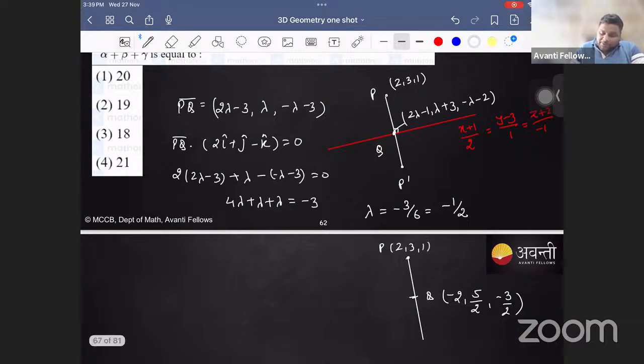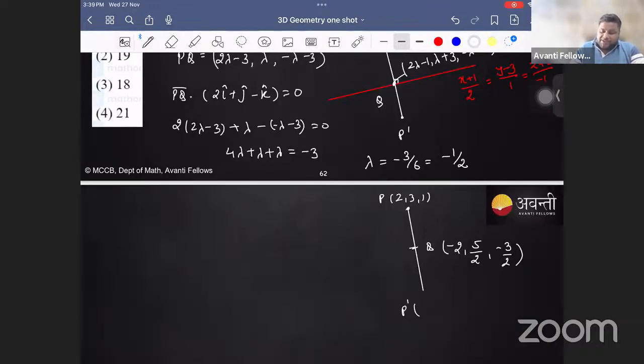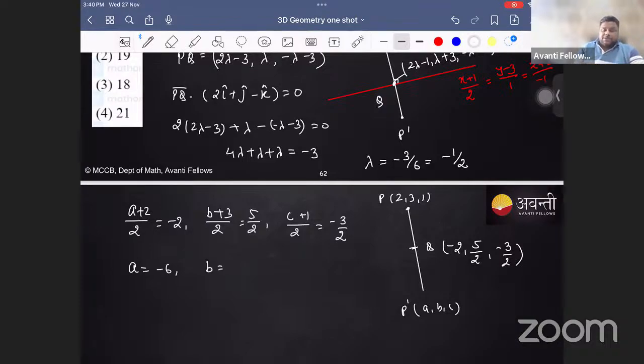So this image point P dash is going to be what? Say, if P dash is A, B, C, so the midpoint of P and P dash is this. That means A plus 2 upon 2 is minus 2, B plus 3 upon 2 is 5 by 2, and C plus 1 upon 2 is minus 3 by 2. So your A became minus 6, B became 2, and C became minus 4. So the mirror image is minus 6, 2, minus 4.